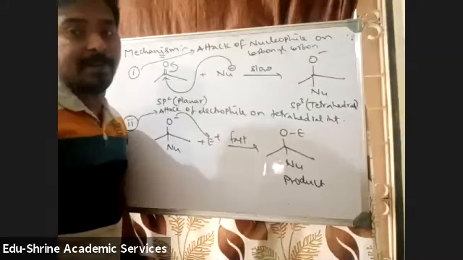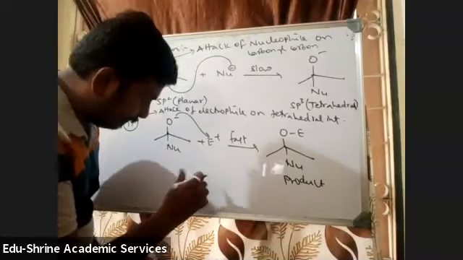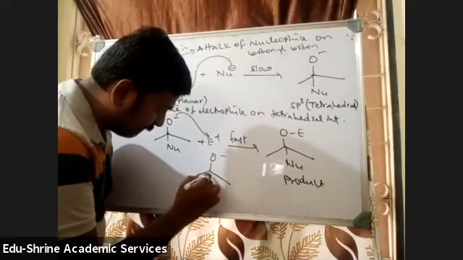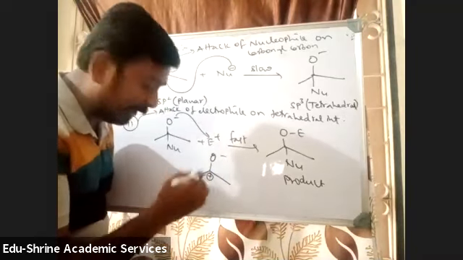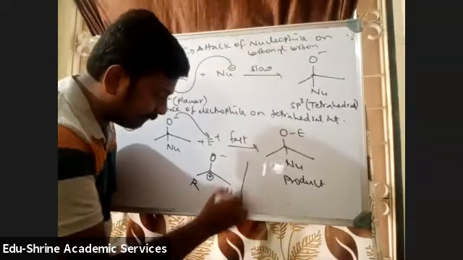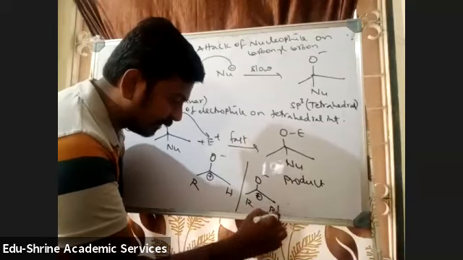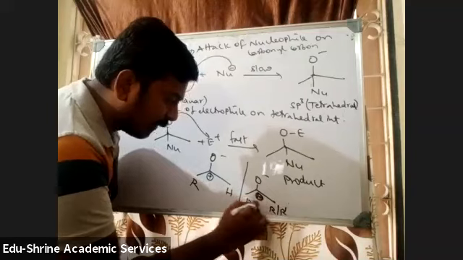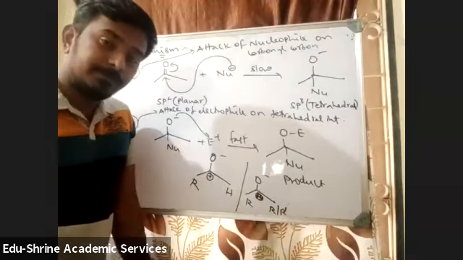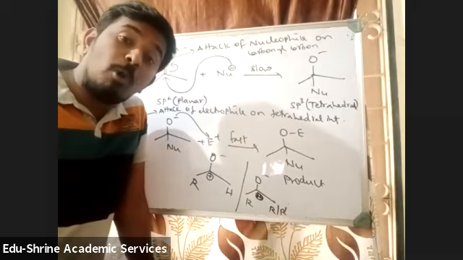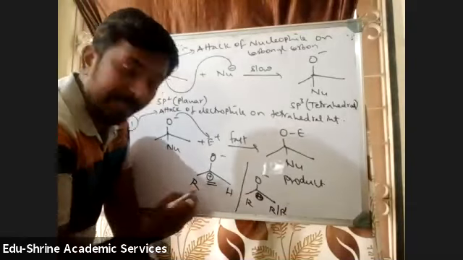Now use your logic and tell me. The positive charge on this carbon atom will be more in aldehydes or in ketones? Aldehyde is this. Ketone is this. Where will the positive charge be more on the carbon atom, in aldehyde or in ketone? Very good. Positive charge will be more in aldehyde.